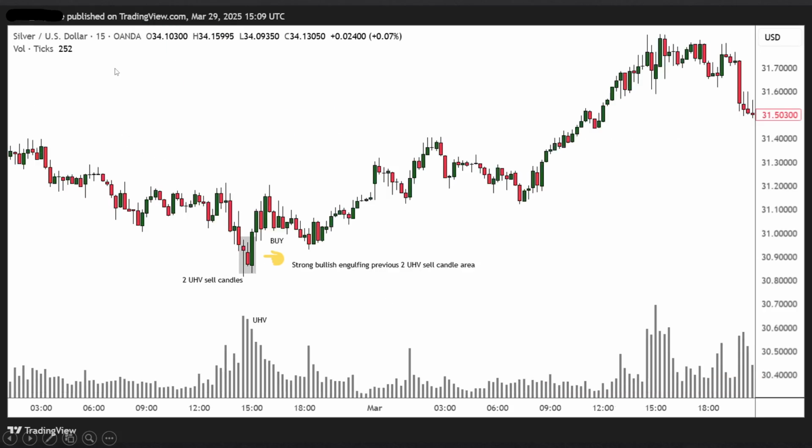Now this is the chart of silver, a 15-minute chart. Market was going down, then suddenly on 3 sell candles there were 2 sell candles associated with ultra high volume. Then you saw a bullish engulfing pattern closing above the high of the box which was created by those 2 ultra high volume selling candles. Then you need to buy there, you need to place stop loss below. You can expect 1:3, 1:4, 1:5 after that, because this is a very strong bullish signal.